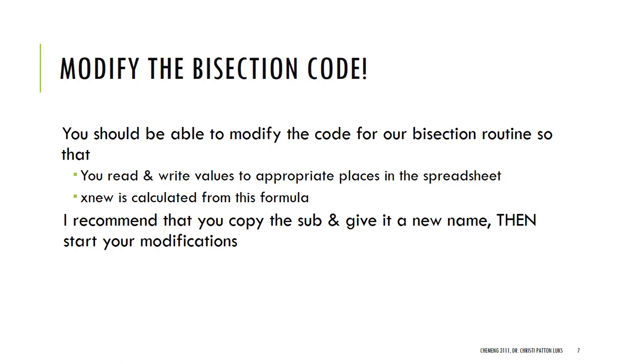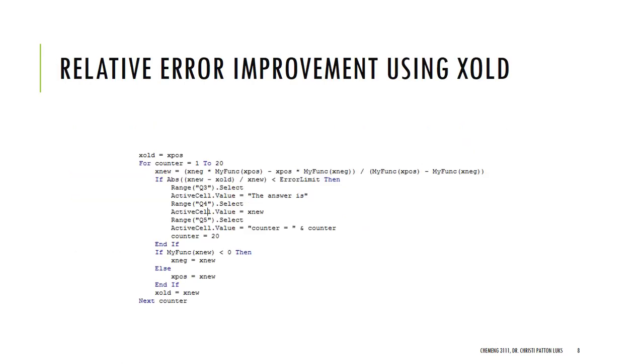Now you need to make sure you put in the correct formula for x new. Make sure you change the read and write locations. I also changed the way that I did my checking of tolerances. So let's look briefly at that. I started by saying, okay, for the old x, I needed to have something. So I just said, let it be the positive end. Let's pretend that was where I started.